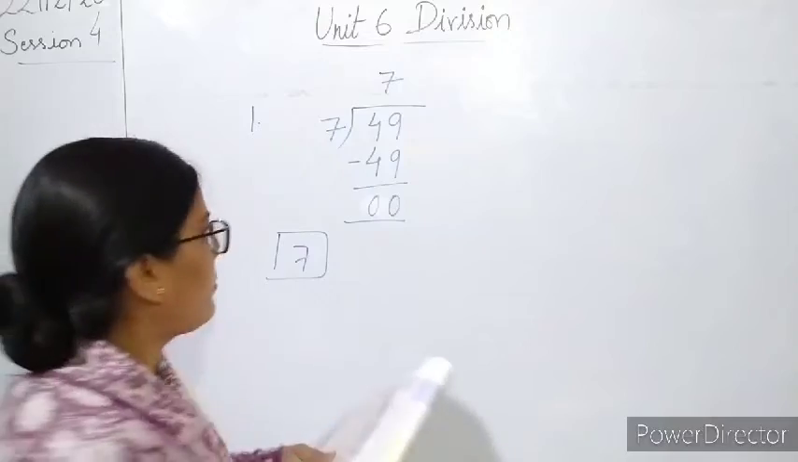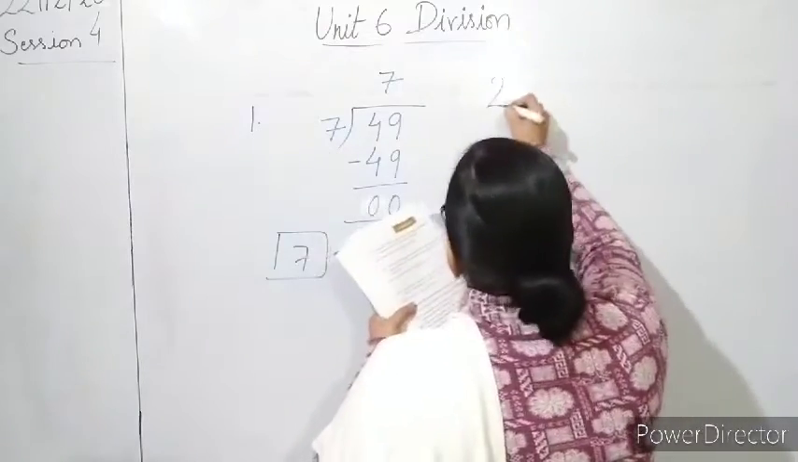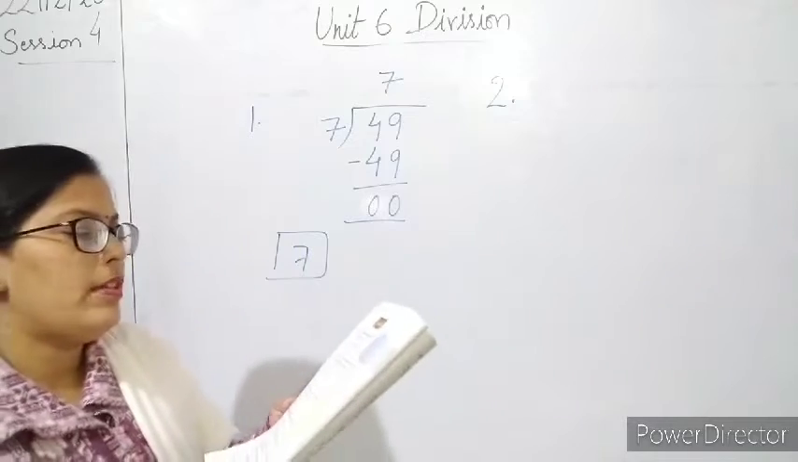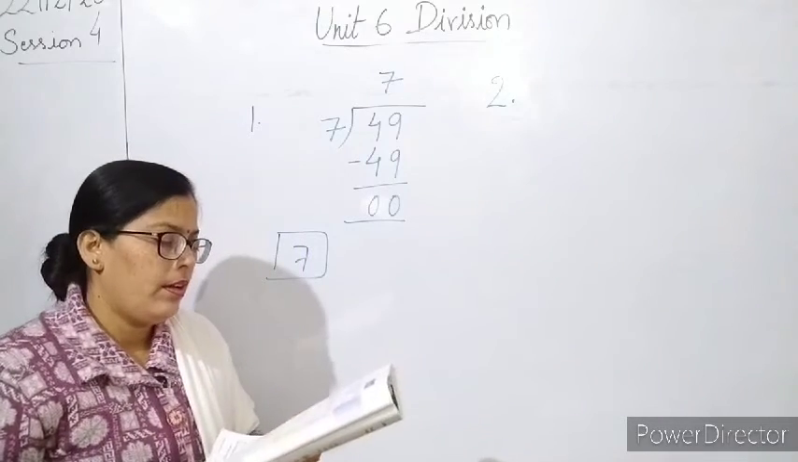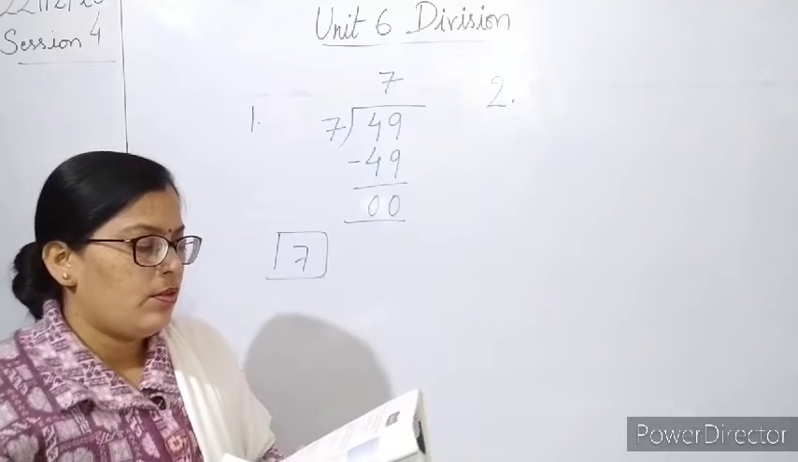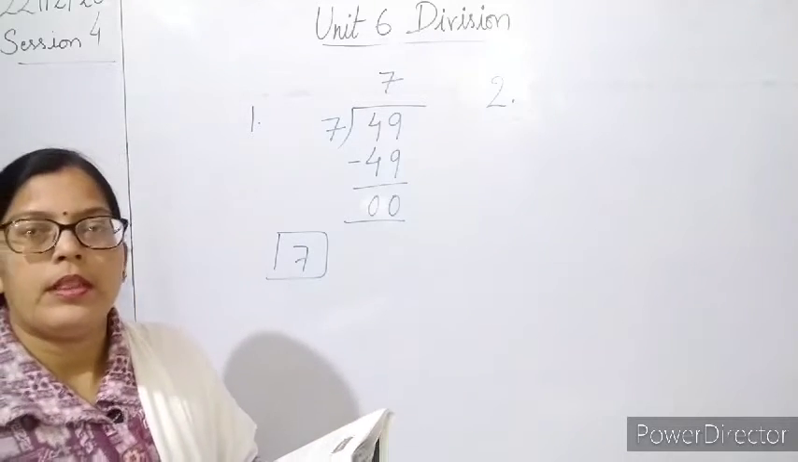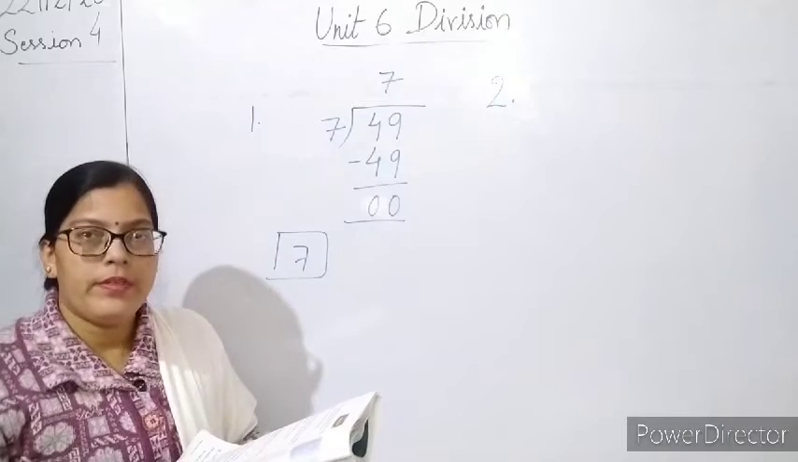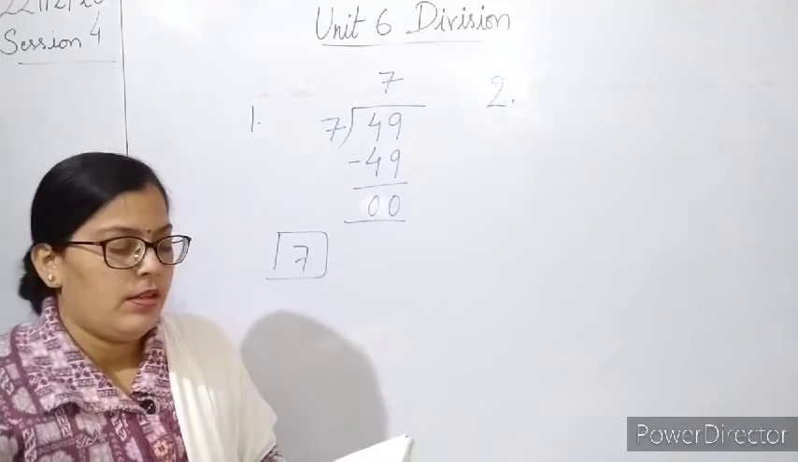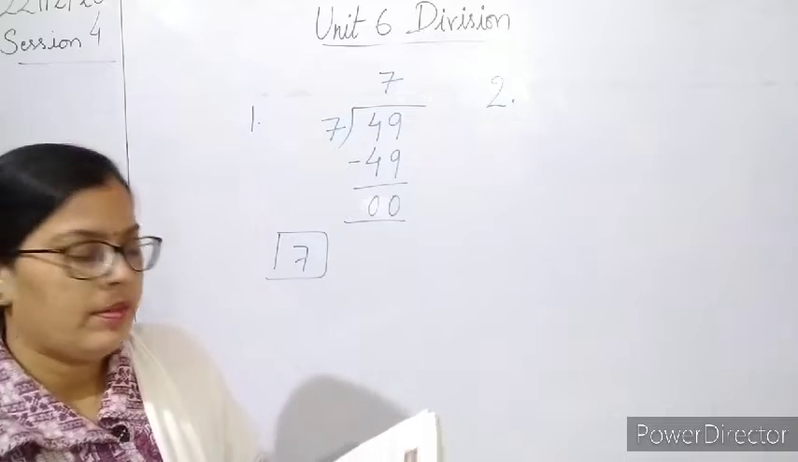Then question number 2 is, there are 36 balloons which are to be distributed among 9 children. How many balloons will each child get? So here the number of items is 36, that is our dividend. The number of groups is 9 children, so that is our divisor.